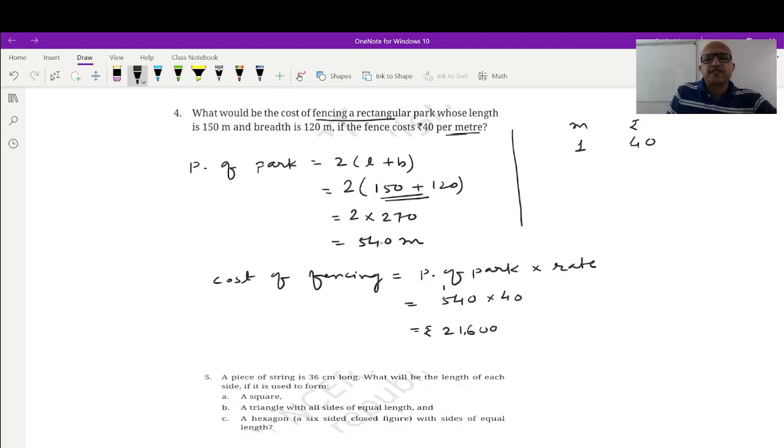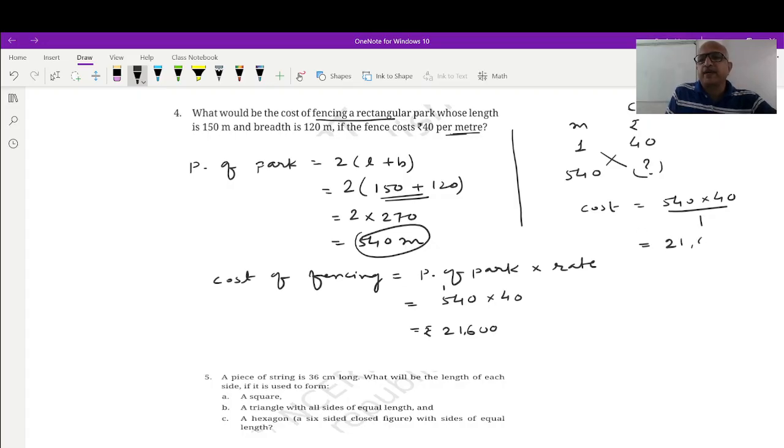So what is the total length? 540 meter. So for 540, what will be the cost? Right, this way also you can do, and do the cross multiplication. So we'll be getting cost is equal to 540 into 40, and this will go 1 in division. So that is the same. Either one method you can apply, whichever you feel easy.